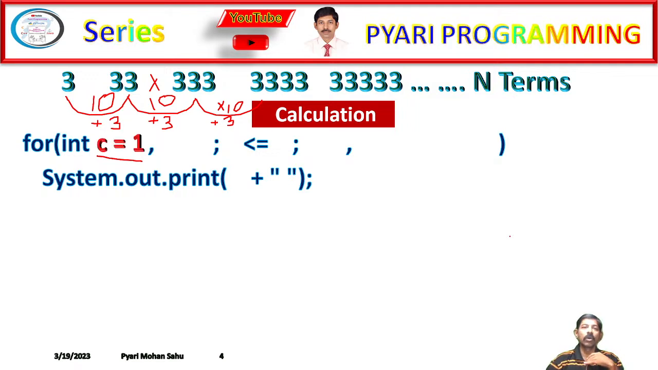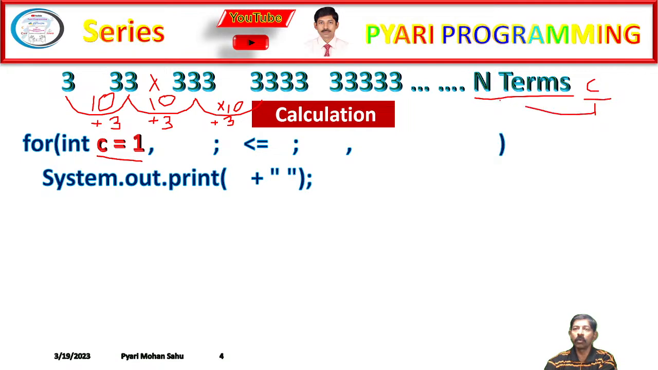Now initial value must be 1 because, as already I told you, we are looking for the first n terms. So I need a counter, obviously, where the counter will start from 1 and this counter will move up to n times. But I need to take the help of another variable over here. Why? Because my 1 is nowhere related to this. Because initial value must be 3 which has to be multiplied with 10.